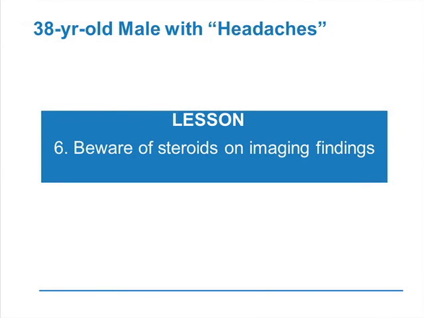And the lesson here is to beware of the effect of steroids on imaging findings. Steroids can stop the blood-brain barrier leak and can very rapidly stop that enhancement that you see. Also, look at the distribution of the FLAIR abnormality relative to the enhancement. It was very disproportionate and should have raised questions early on. This is unlikely to be an inflammatory lesion for multiple sclerosis. So lesson number 6, be aware of steroids on imaging findings.